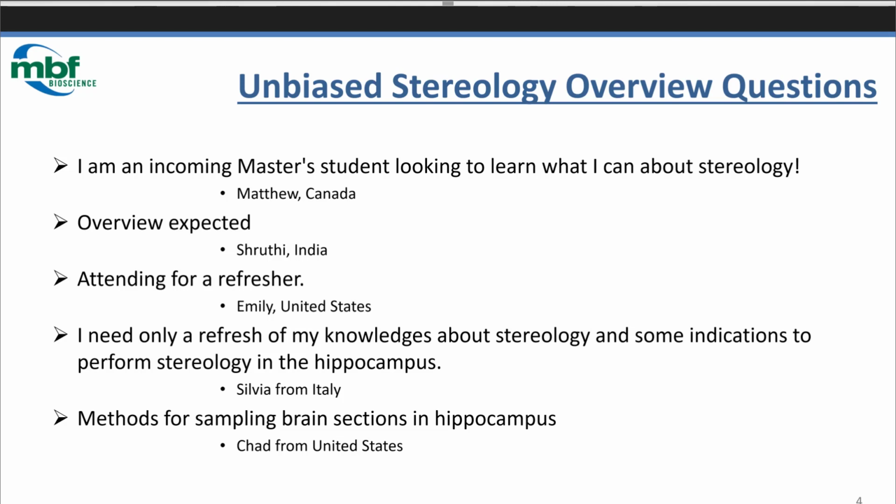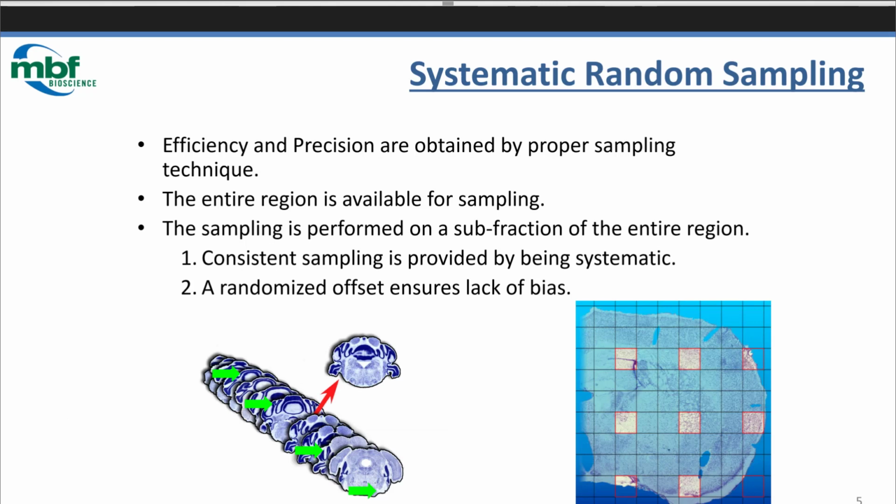If I can impress one thing on you today, it is that we need to use systematic random sampling when we are sampling for our unbiased stereology. If possible, we want to sample through the entire region. We want to avoid doing things like using the middle section of the region and assuming that that represents the whole region. Instead, we want to go through the entire region, and we want to use systematic random sampling.